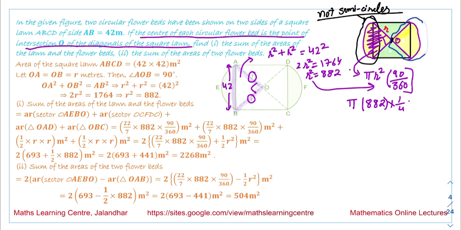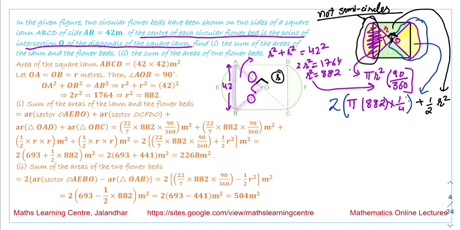Next, when we are talking about this sector over here, the area will be 2 times this. Next we are talking about the area of this triangle. The area of this triangle will be half base into height. This angle is 90 degree over here, this is R, this is R. So the area will be 1 by 2 R square, and the value of R square we have is 882. How many such triangles do we have? We have 2 triangles with us.